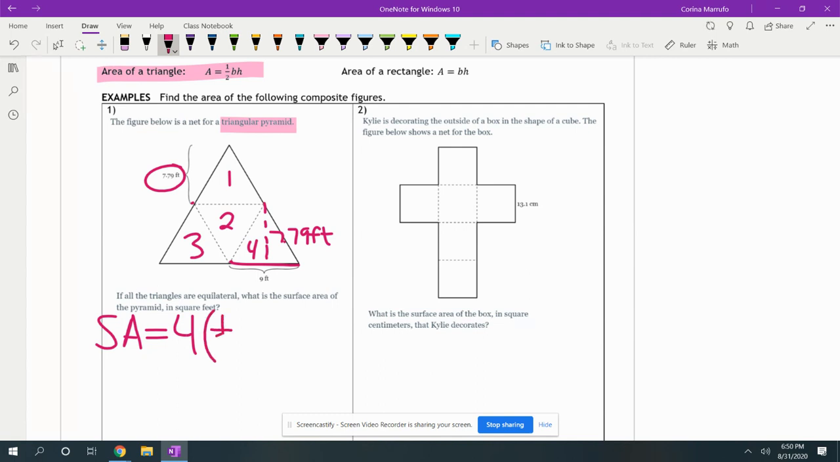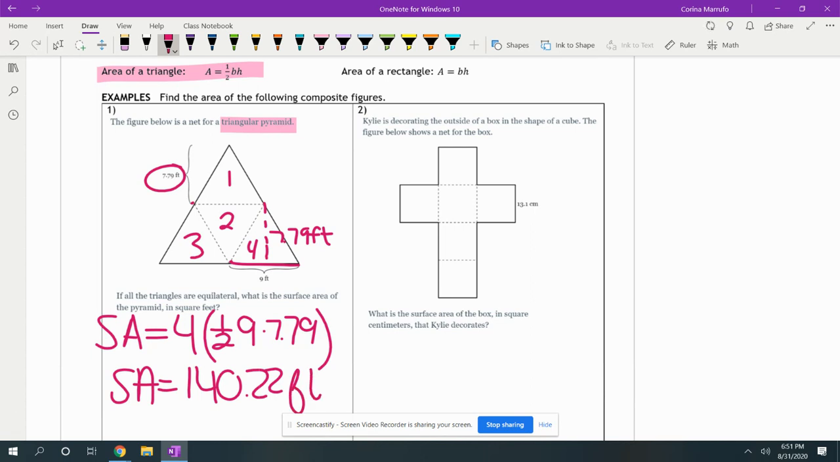Our formula is 1/2 base times height. My base is 9 and my height is 7.79. I'm going to punch all of that in my calculator exactly the way I see it. And that gives me 140.22. So my surface area here is 140.22, and our units are feet squared because it's area.